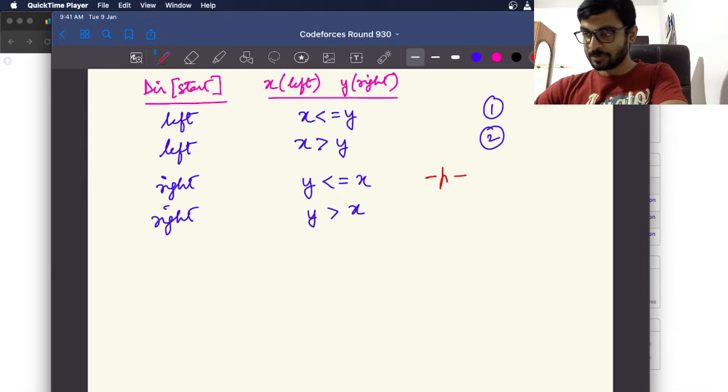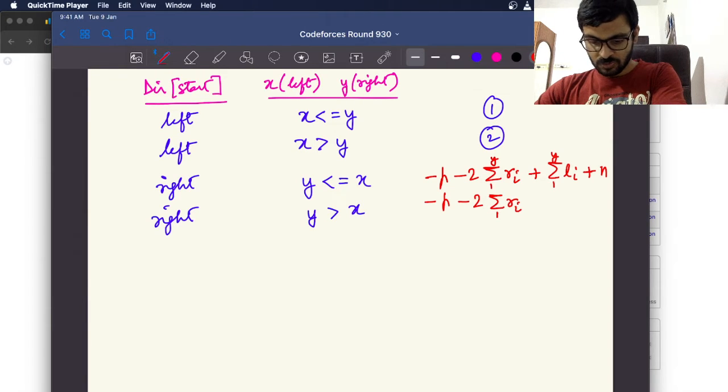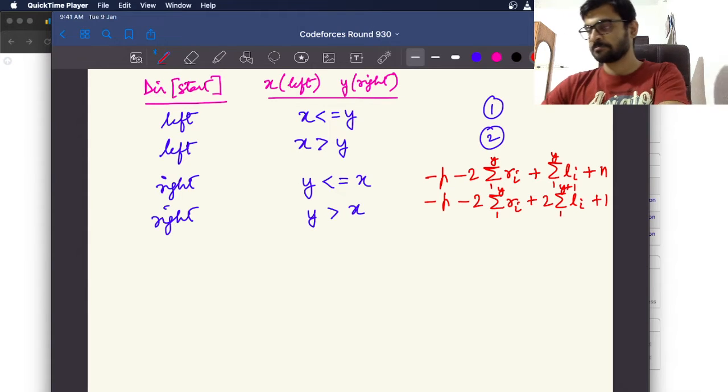Since I have it noted because I had solved this, let me write it down. Summation Ri from 1 to y plus summation Li from 1 to y plus n, and the last one will look like minus p minus 2 of summation Ri 1 to y plus 2 summation Li 1 to y plus 1 plus 1. Right.